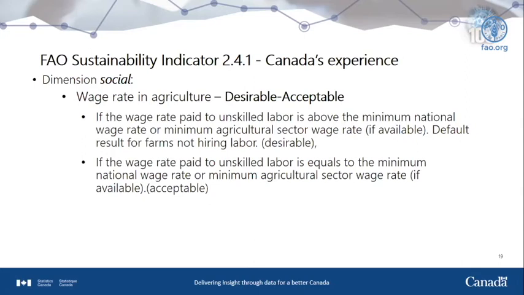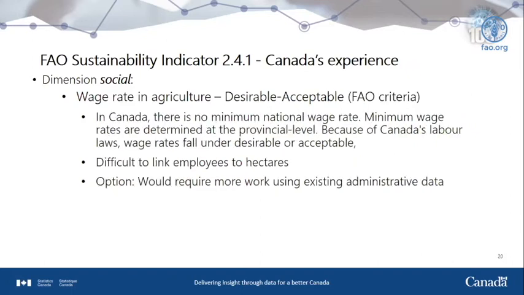Okay, for the social dimension, we have wage rate. Minimum wage is available, but it depends on how the sampling was done. In that case, we haven't done the sampling. Next slide, please. We just said that we have minimum wage already. We have labor statistics, and basically we have laws.